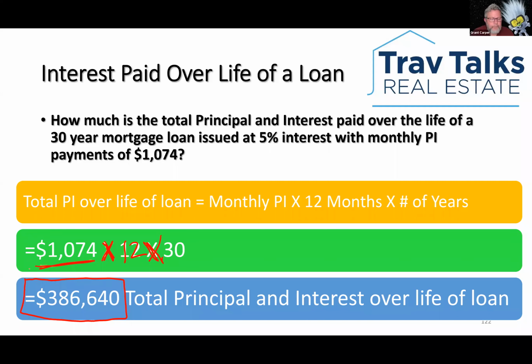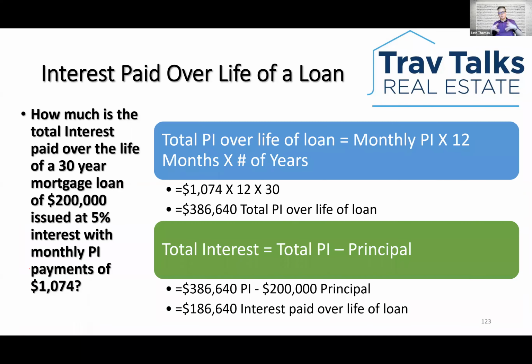Just monthly payment times 12 months a year times how many years. If it's 15 years, you would have just done 1,074 times 12 times what? 15. If it was a 20-year loan, you would have done 1,074 times 12 times 20. So it's always times 12 months a year and times whatever number of years they give you. That's the total payback for that loan, principal and interest, because that payment includes both of them.